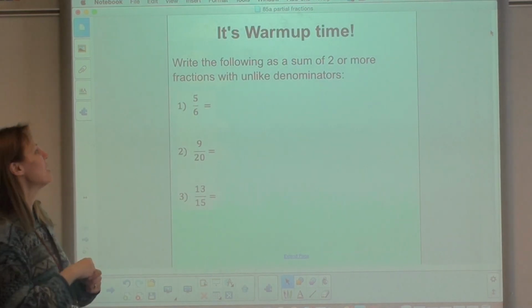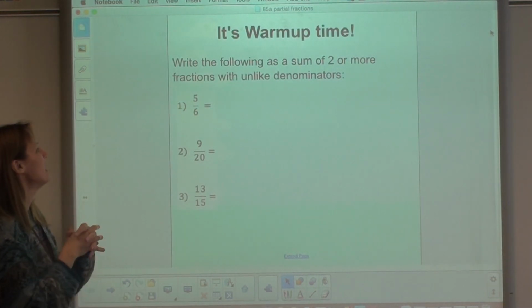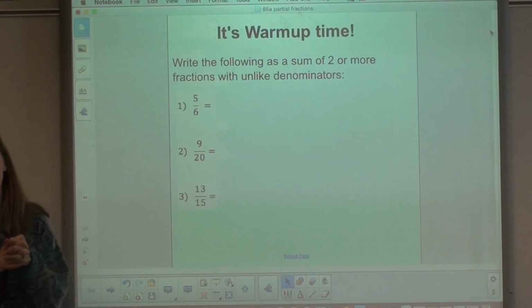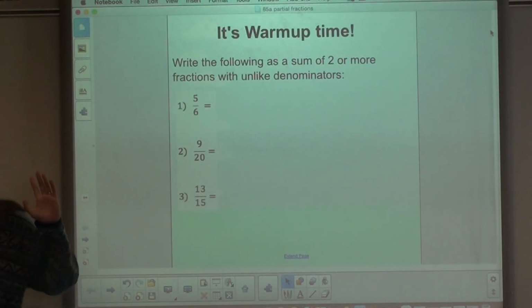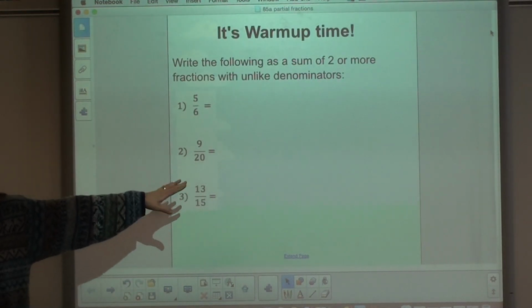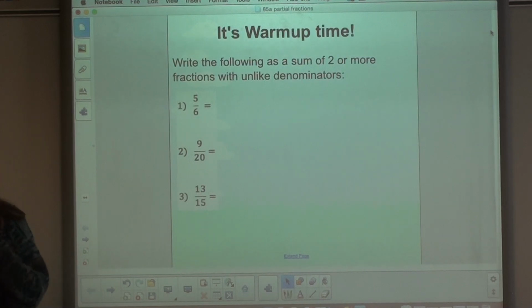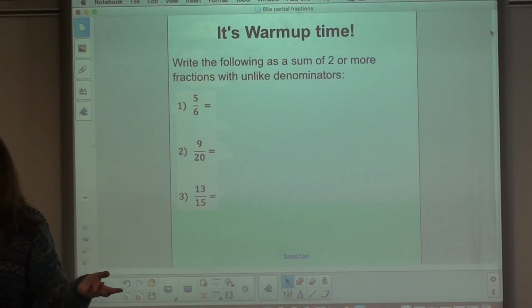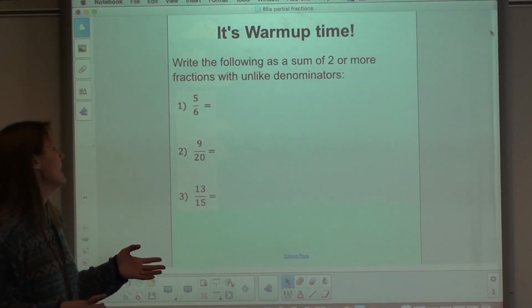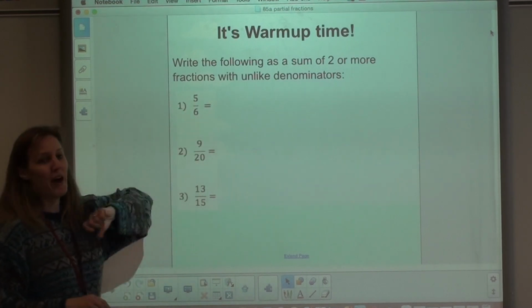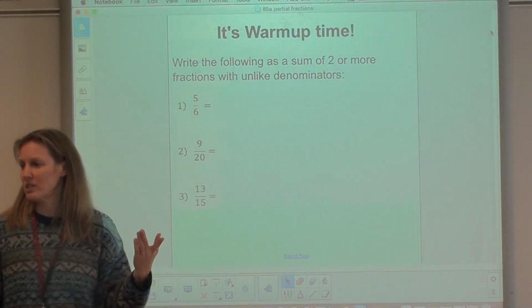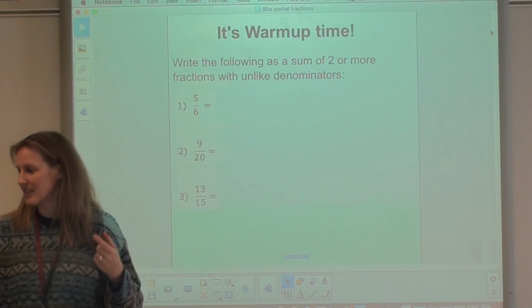Okay. So, yes, it's warm-up time. We're going to write each fraction as a sum of two or more fractions with unlike denominators. I've just got one or two examples, one for the first two and two for the other, but there are lots of ways to split up these fractions. So who has a way of splitting up 5/6 into the sum of two fractions? Who's got one? Anyone? Yes?